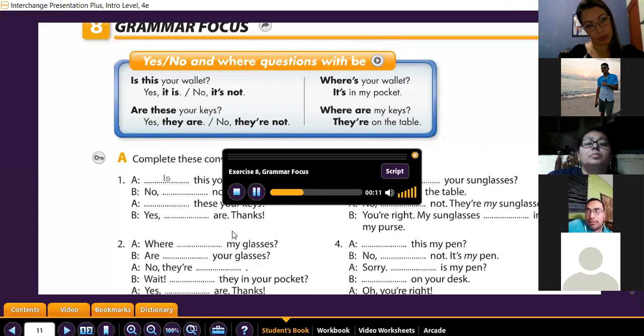Is this your wallet? Yes, it is. No, it's not. Are these your keys? Yes, they are. No, they're not. Where's your wallet? It's in my pocket. Where are my keys? They're on the table.